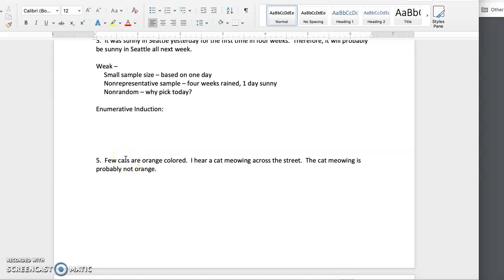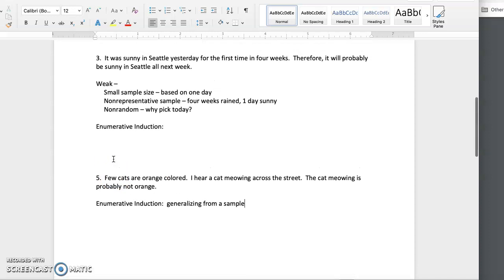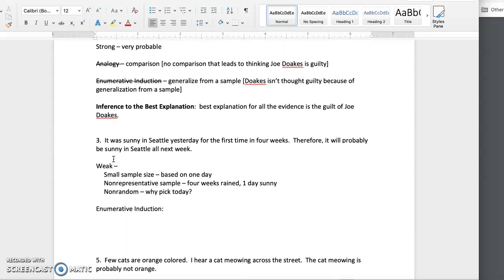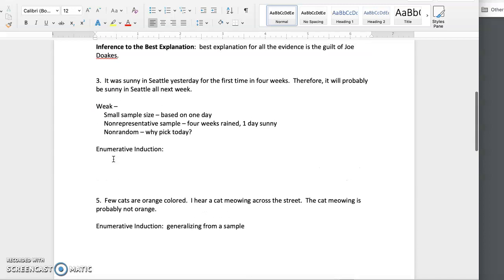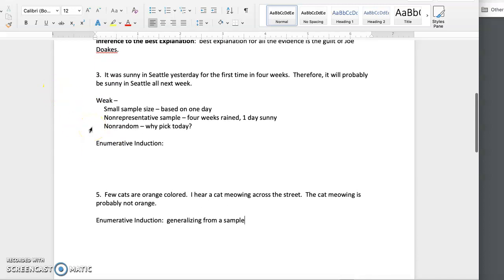So it's enumerative induction, generalizing from a sample. Okay, so now the question is it a strong argument or a weak argument?